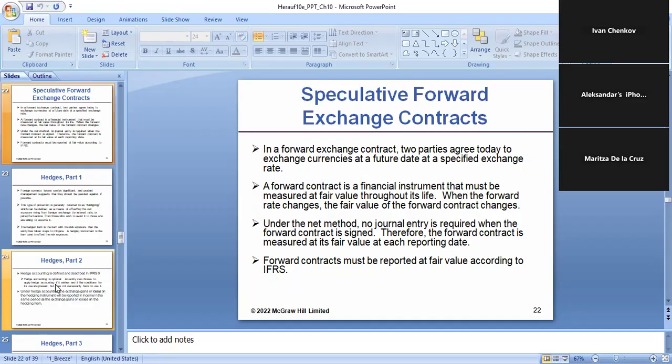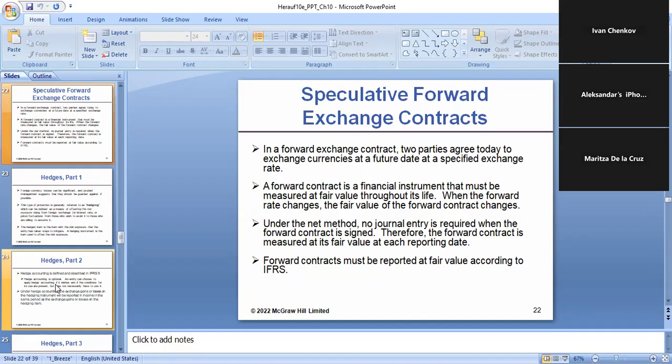What will be the fair value? Fair value will be the market value at the day of the reporting. So we're going to see the closing date of the reporting. We're going to measure the contract based on the amount of the currency which the contract is for, and we're going to measure the fair value of the contract. So what's going to happen if we have a foreign exchange contract?